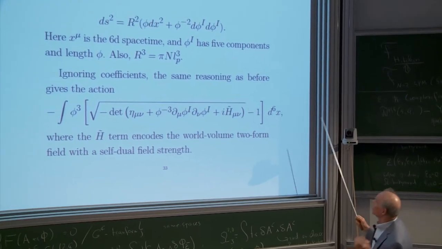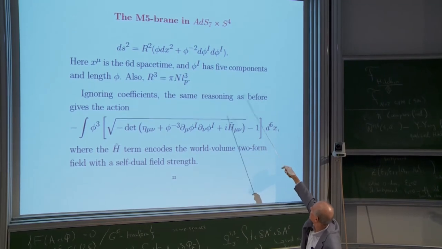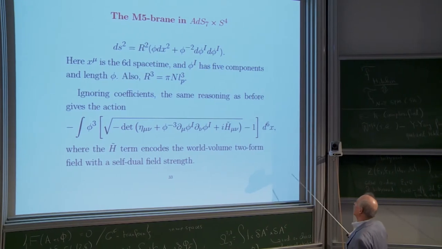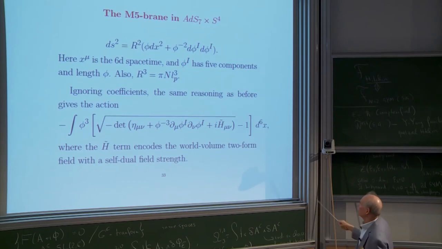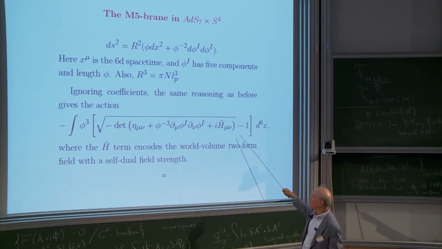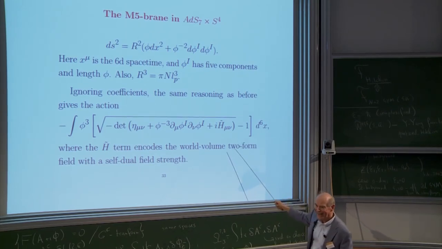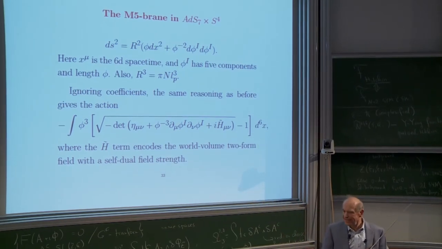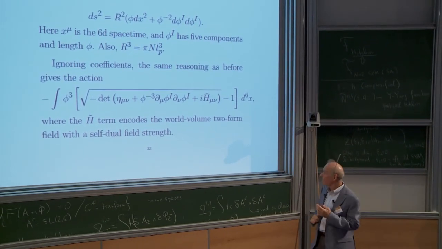In any case, if you do it, here are the steps. You turn the S7, the S4 into an R5 by the standard trick. And after some song and dance, you end up with this formula, just like before, where this H twiddle mu nu is a complicated story for how you represent a two-form of the self-dual three-form field strength in this kind of a theory. And that was discussed in papers I co-authored in the 90s, but I don't want to review it here. In any case, it has that information in it.